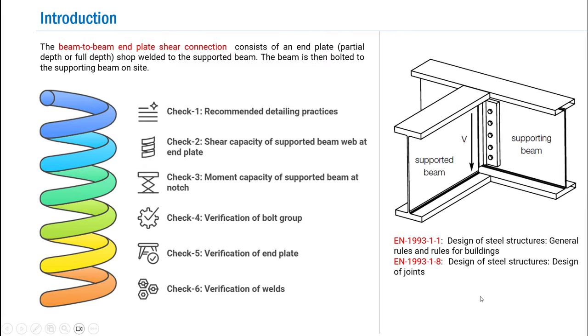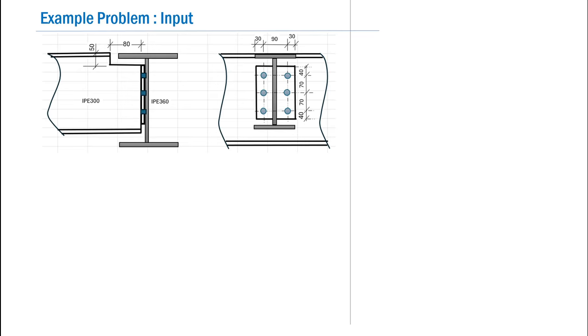So all the calculations are done using the two basis documents, that is EN 1993-1-1, that is the first part of EN 1993, design of steel structures, general rules and rules for buildings. And the second document, EN 1993-1-8, that is for the design of joints. So majority of the provisions are taken from the second document. Okay, fine. So let us start with the input parameters for the problem.